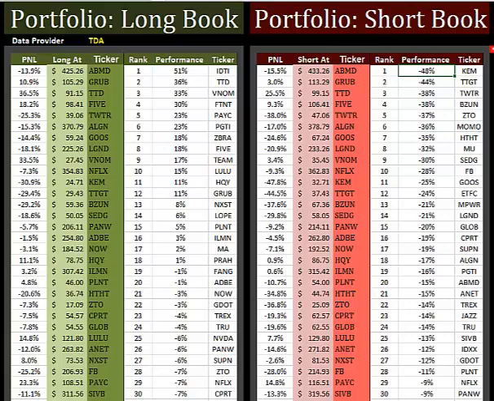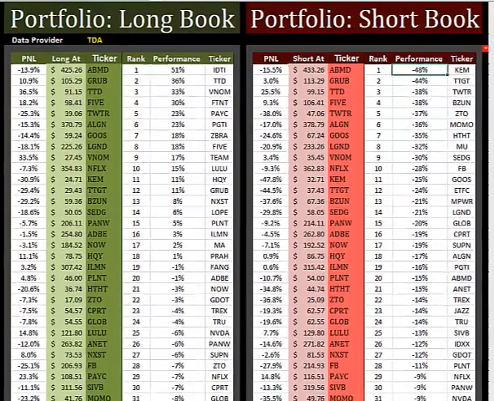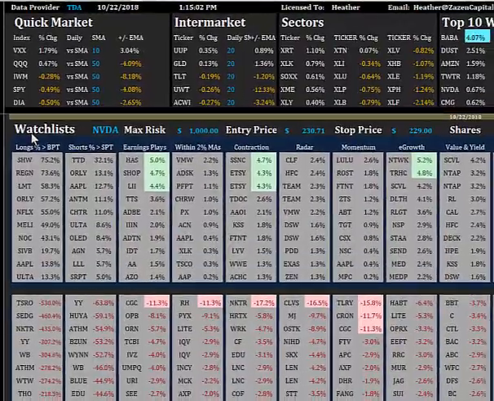Be aware of what's leading, what's lagging in your portfolio. Be clear on when you're going to get rid of stocks. These aren't actual trades, they're just here for example. So that brings us back to the dashboard.